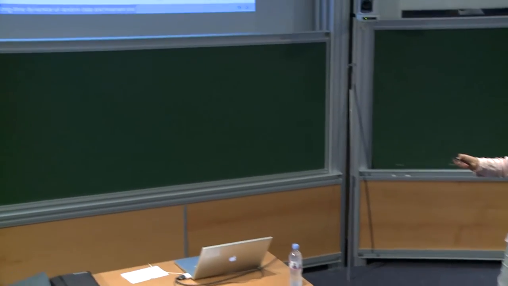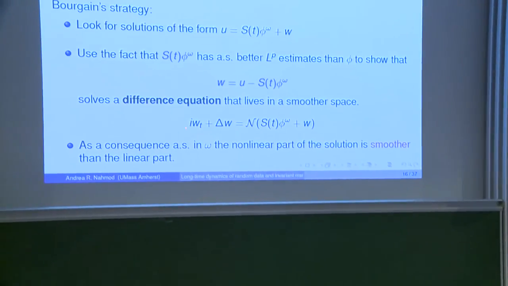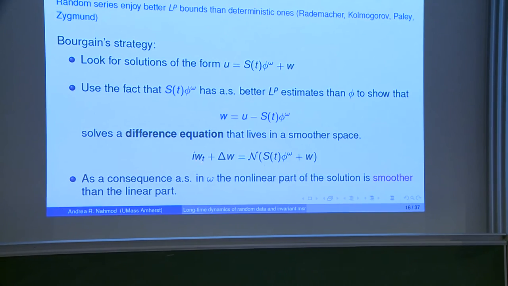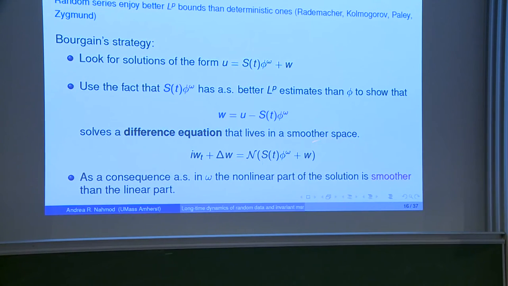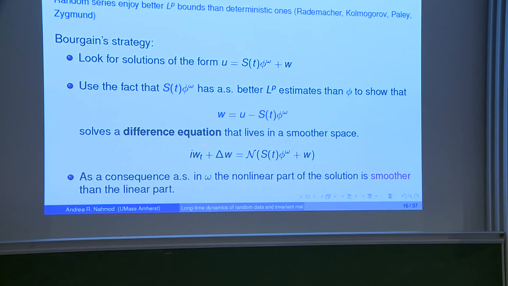And so what he can prove is that if you solve for this difference equation, you solve in a smoother space than where you start. Whatever you want to do, you're going to find the W in a smoother regularity than the initial data. As a consequence, he proves almost surely in omega that the nonlinear part is always smoother than the linear part. This is in his 96 paper.